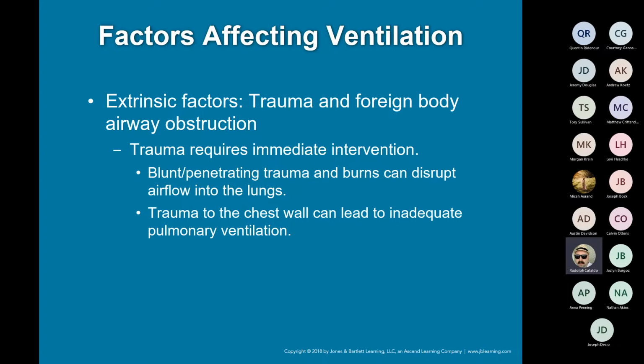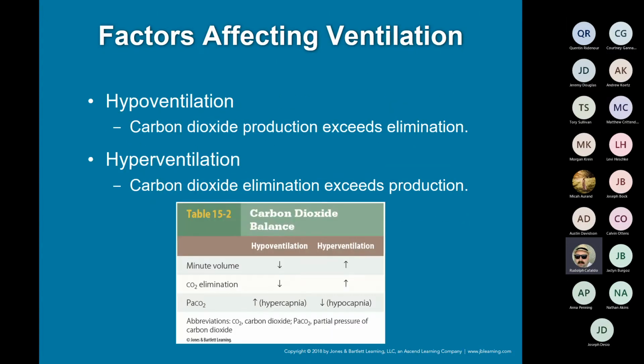Flail segments, multiple ribs in the same area, 2 to 3 ribs that are broken right next to each other. That's what we call a flail segment or a flail chest. All things that can affect ventilation.